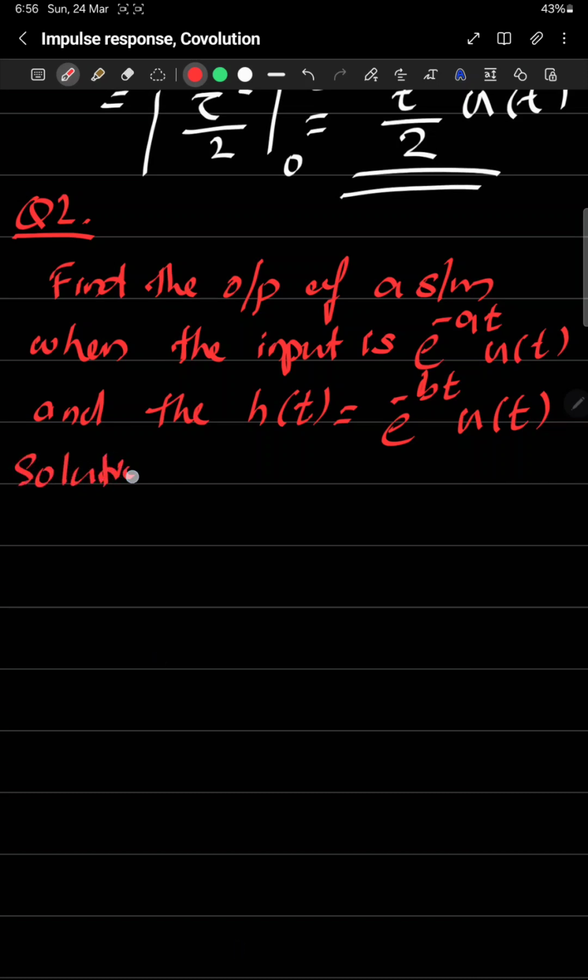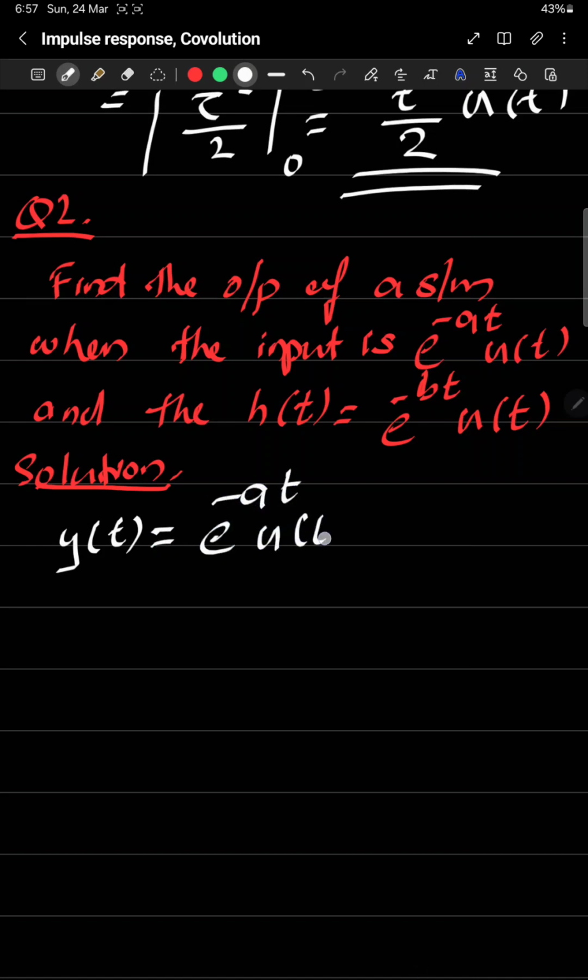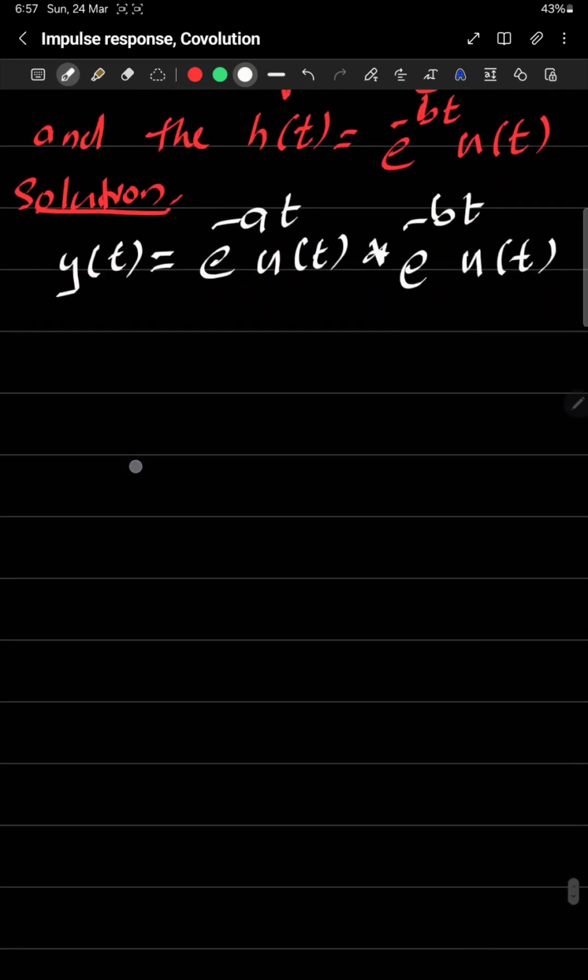So he is asking me to find the output of a system. So definitely you can go for the convolution operation. So y of t, the output, is simply the convolution of the input, e raised to minus at into u of t, with e raised to minus bt into u of t, the impulse response. You perform mathematically the convolution between these two signals, and you will get the output.